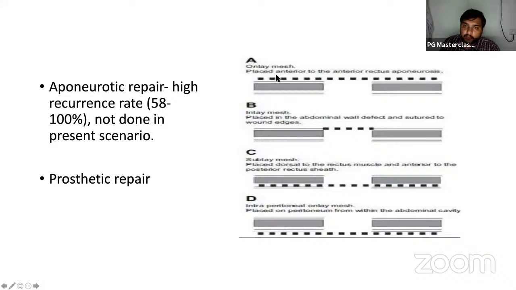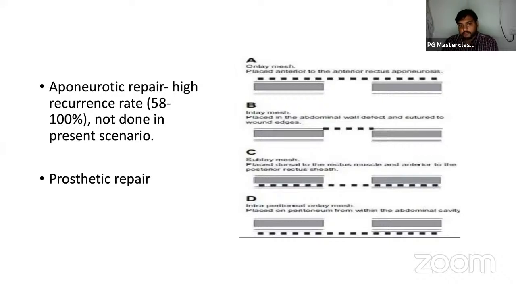In onlay mesh, it is placed anterior to the anterior rectus sheath in the subcutaneous plane. But there are high chances of infection, mesh reactions, and seroma formation. In inlay mesh, other than seroma formation, sometimes multiple sinuses form. Because of the erosion, there may be multiple sinuses because of infection of the mesh. Yes, because it is contaminated with fecal matter, it may give rise to multiple sinuses.